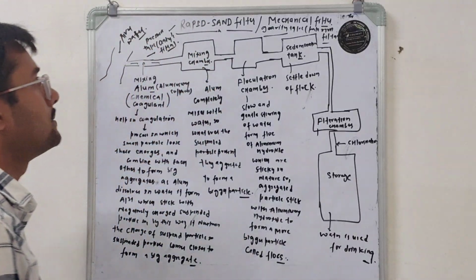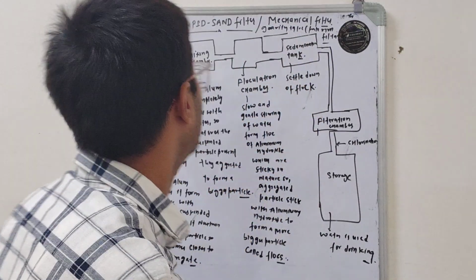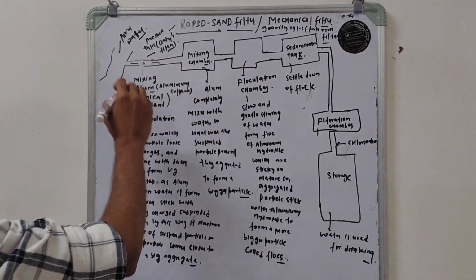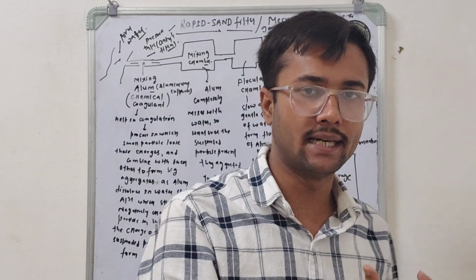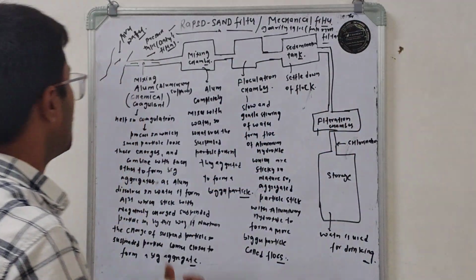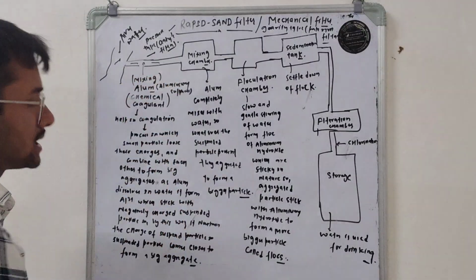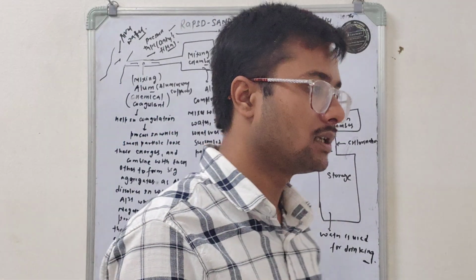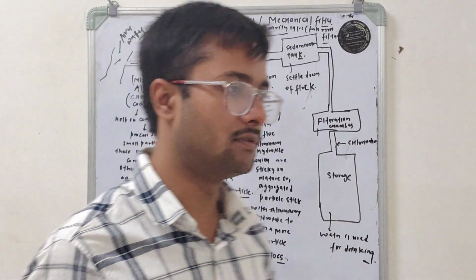So what are the steps of this rapid sand filtration method? First we start with river water. Our first thing is to collect the river water. After the collection of river water, we first mix alum into the river water.